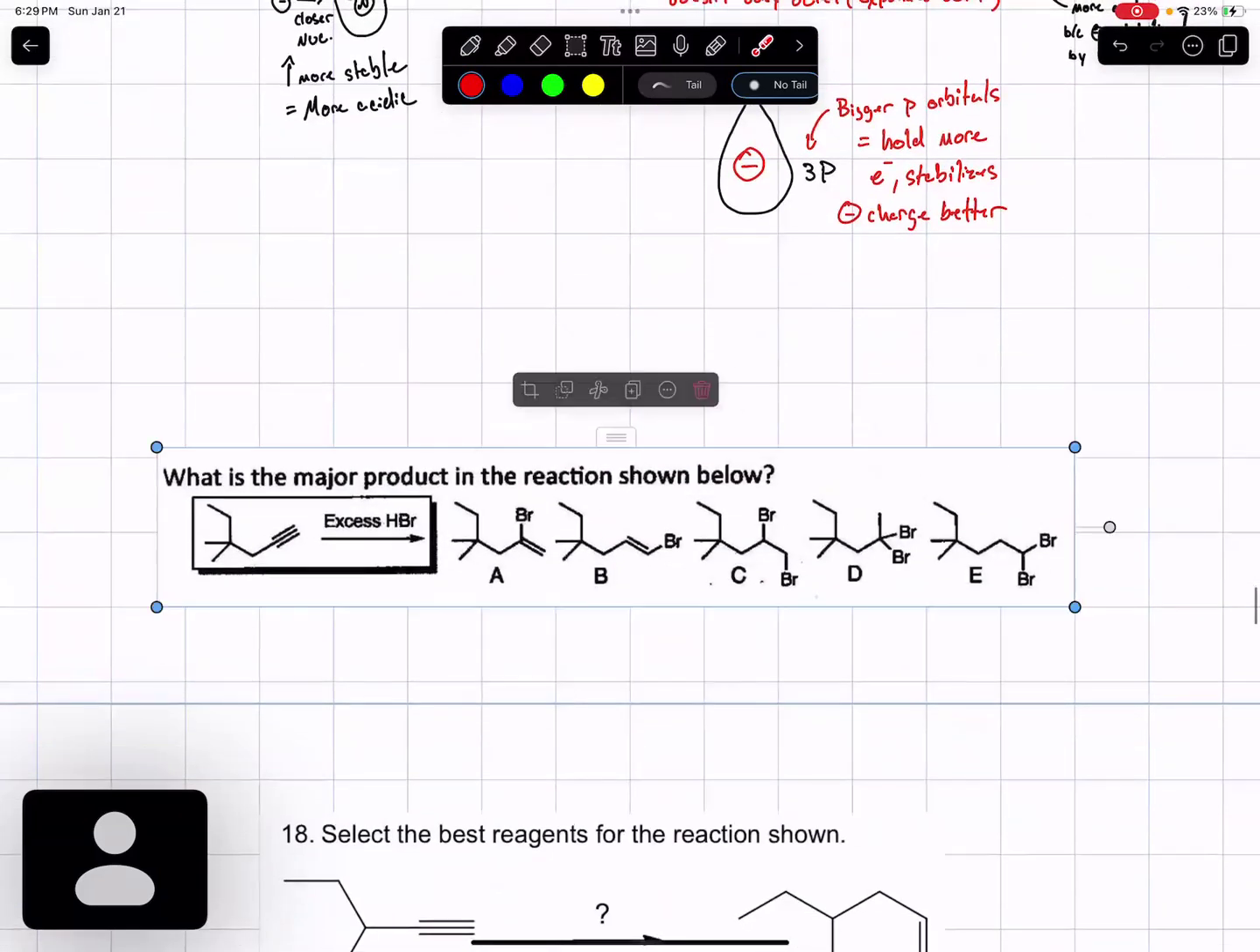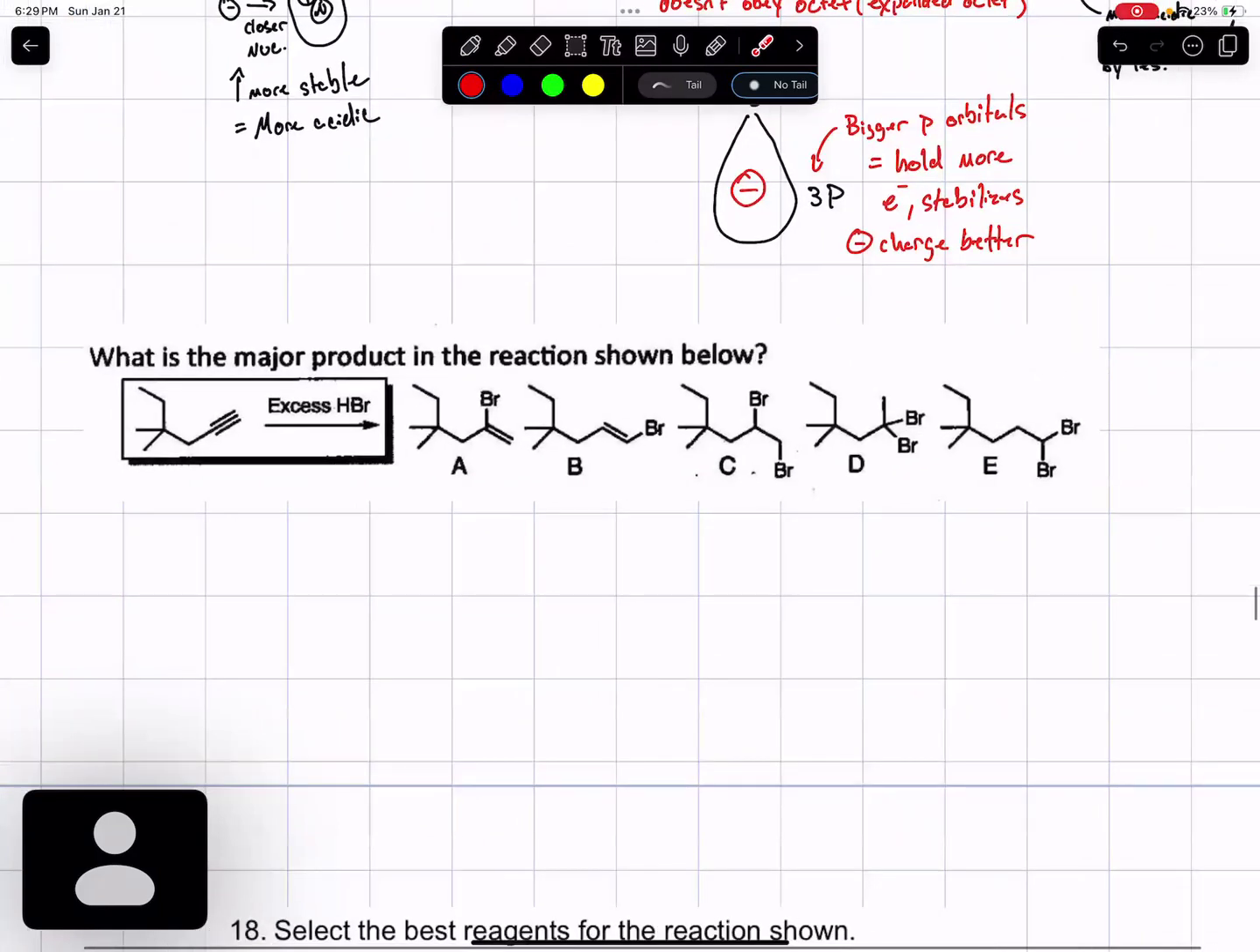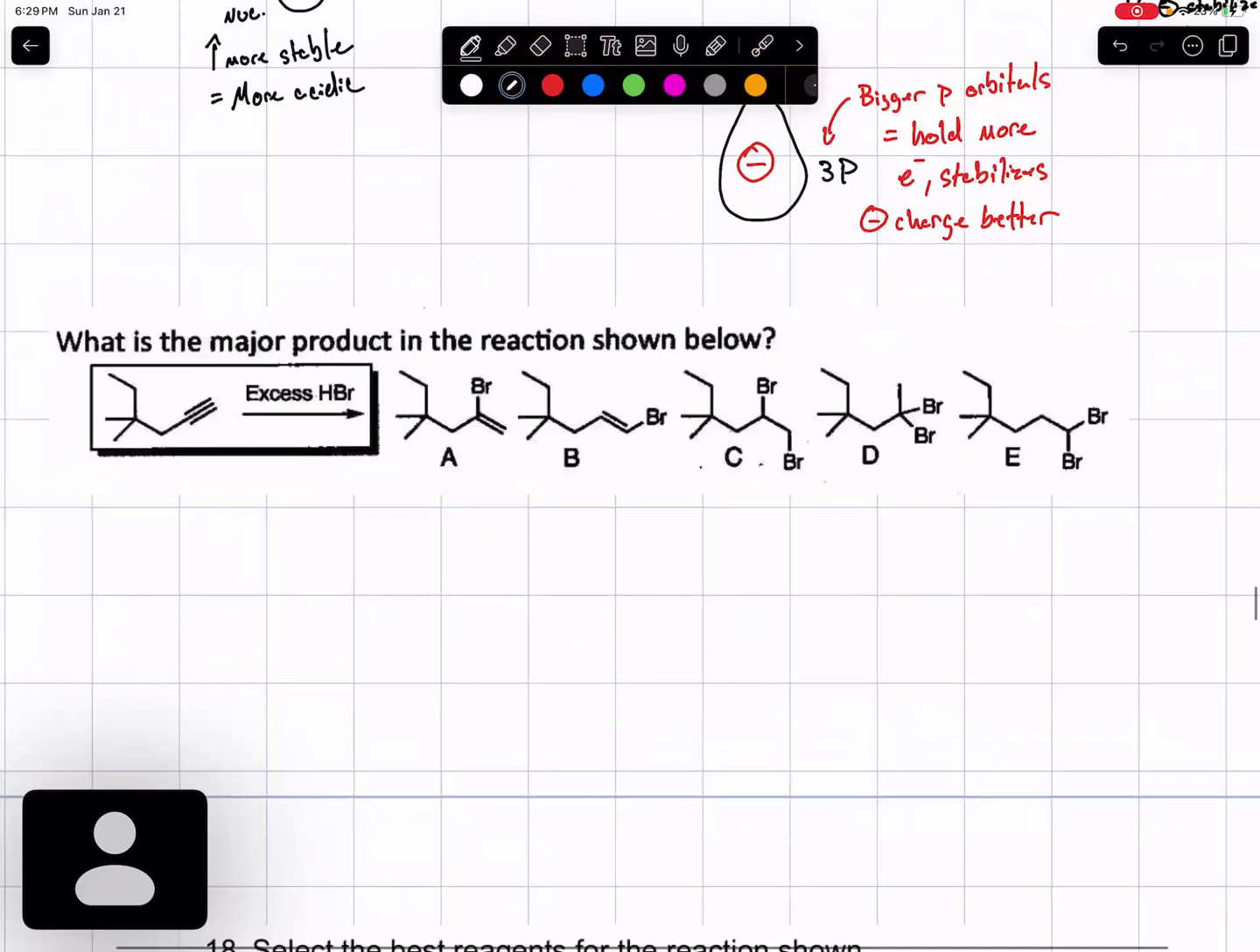All right. Let's push this up. And now we have this kind of chapter 9 question. Okay. What have you guys learned from chapter 9? Let's look. We have excess HBr, and we're given a couple of choices. Excess HBr, what does that do? Or before reading the excess part, what does HBr do?